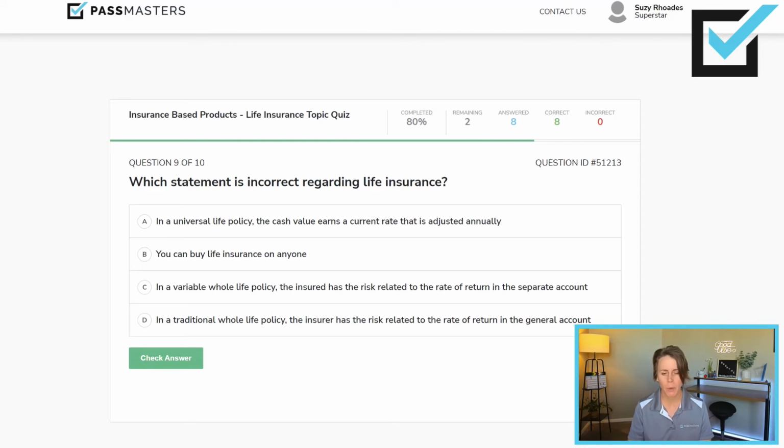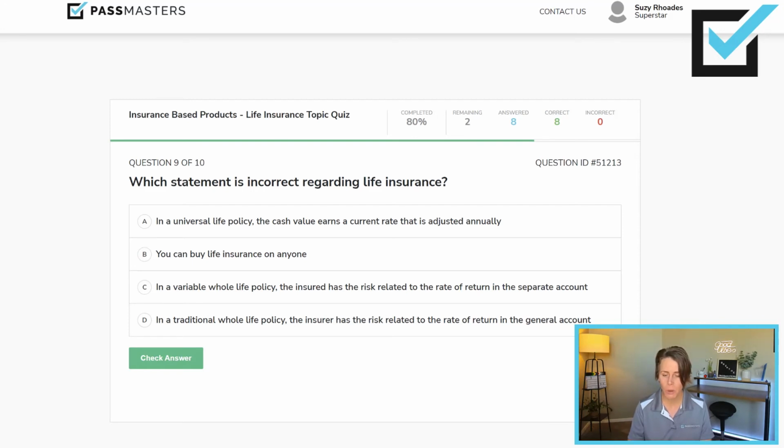In a variable whole life policy, the insured has the risk related to the rate of return in the separate account. That is true. A separate account invests in the stock market. There is no guaranteed interest rate in the stock market. So the insured is taking on the risk.